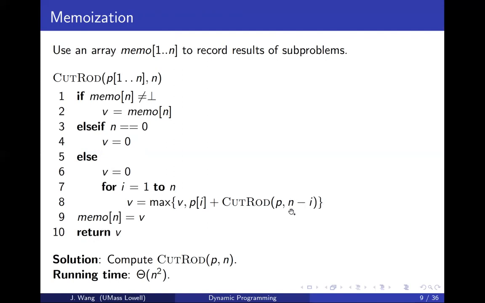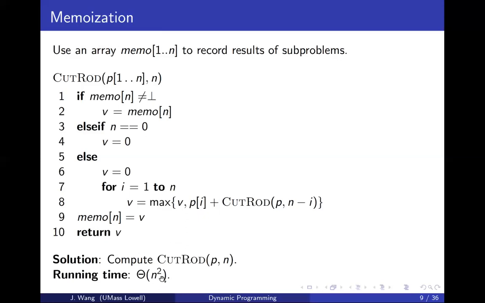When you go down here, this n minus I is less than n, so this is a subproblem. It may have already been computed, or you may not, then you can just keep on looking at the previous value. That is the top-down approach using memoization.